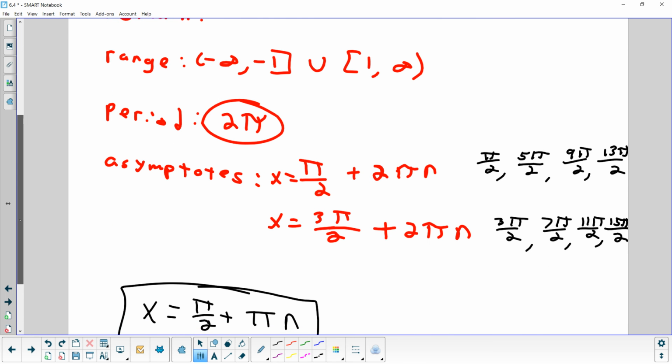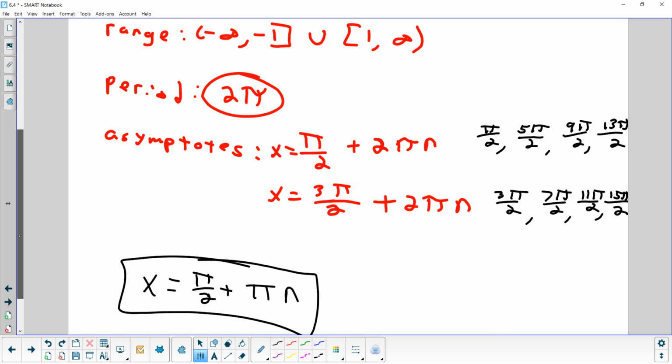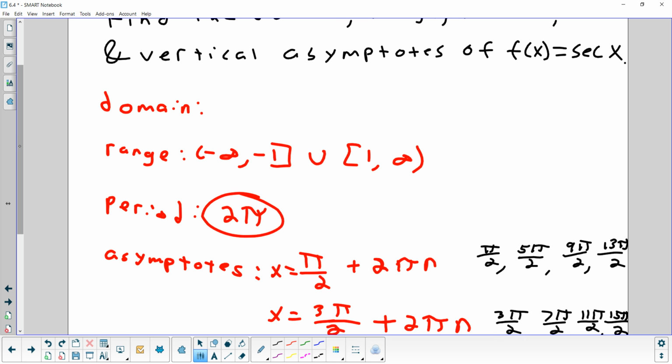Can you say that again? The equation we came up with, the pi over 2. Oh, yes, this one. Yeah, you can't include the asymptotes. So basically, that's how I would describe the domain. I would just say it's all real numbers except the asymptotes, and I would write it just like that.